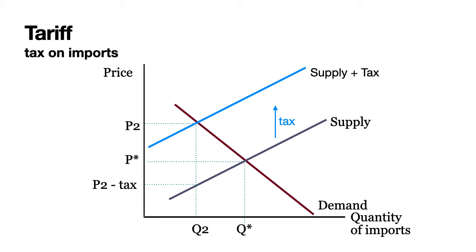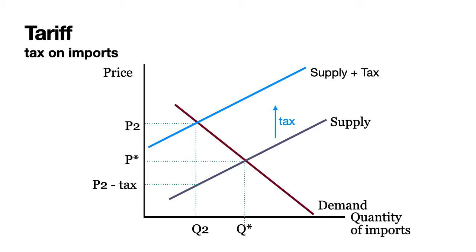Now, notice that there is a third price on the vertical axis, and that is the price the Caribbean producers receive for their sugar. And that's going to be 60 cents less than the price consumers pay. So the difference between P2 and P2 minus tax is the 60 cents tax that the government is taking. So consumers pay more, producers receive less, and the government takes a share of revenues.